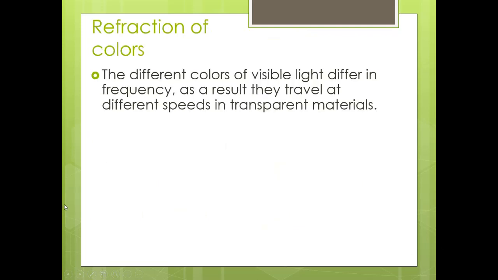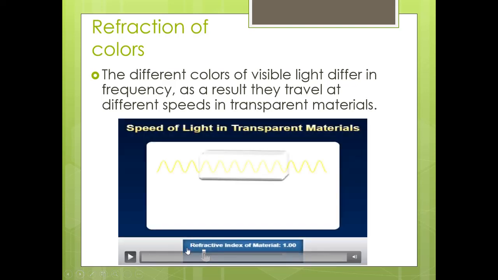So different colors of light. This happens for all light, but we're specifically going to focus on visible light here because in the end I want you to see how the rainbow is formed. The different colors of the visible light have different speeds when they go through different materials because they have different frequencies. So I have this animation here to kind of give you an idea of this.